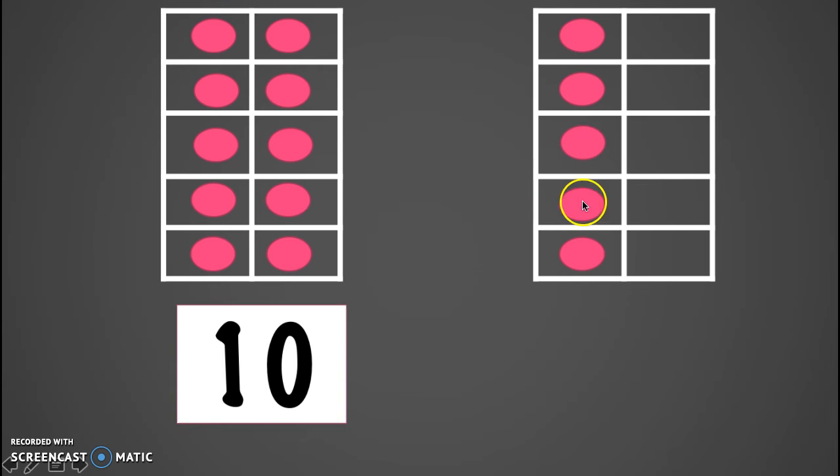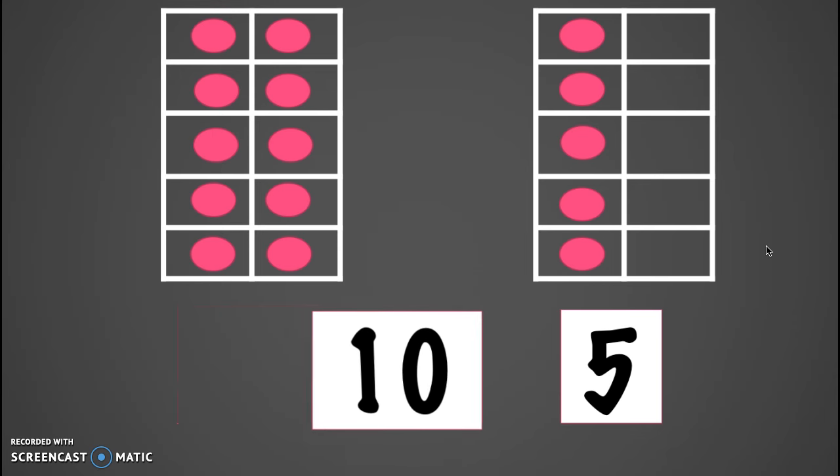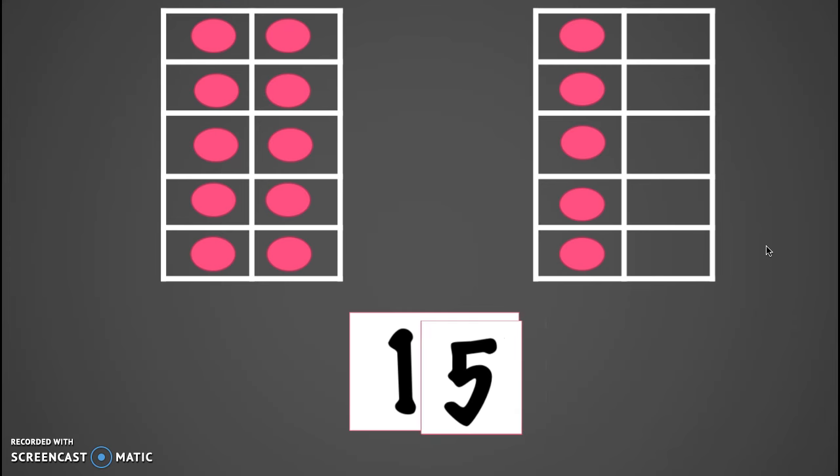All right, let's try another one. All right, so what number does this picture show? 10 on that side, and this side? Yeah, I see one whole row of the 10 frame is filled in, so I should know right away that that's 5. All right, so how would I say this number the say 10 way? Good, I could say 10, 5. Now, when I put those numbers together, I could say it another way. Yeah, I could say 15.